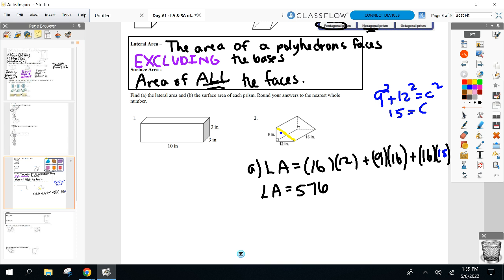What do you think about the units? What do you think? Should it just be inches or square inches? Square inches. Read this. What did we just find? Lateral. Say it really loud now. Area. There's my answer, right? Good. Now surface area. Put those triangles back on and tell me the full area now.